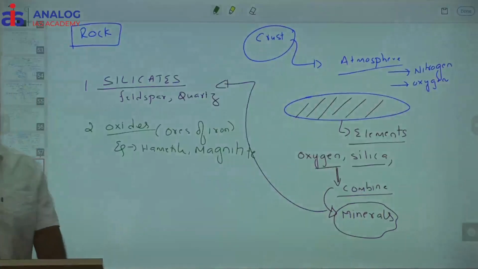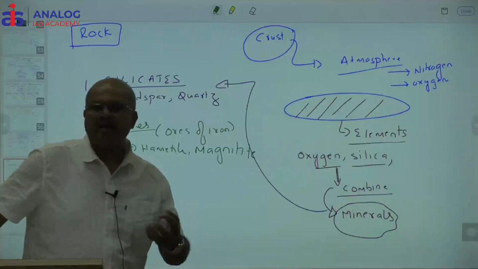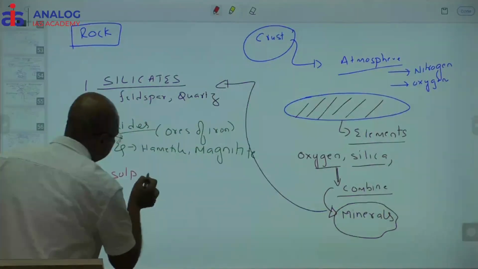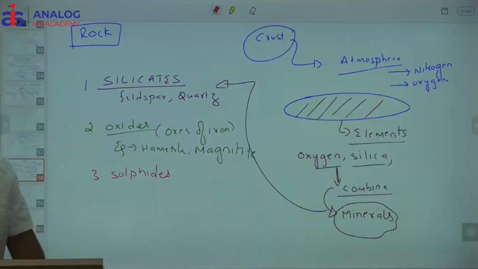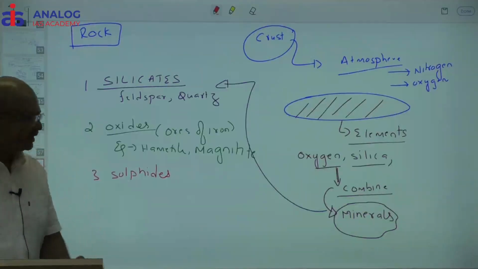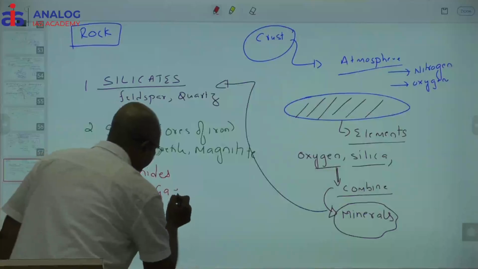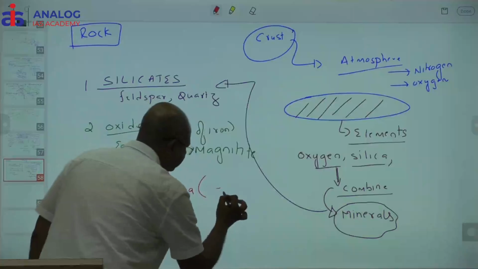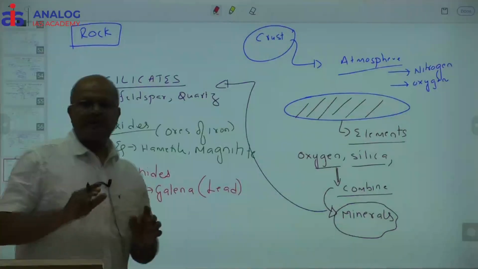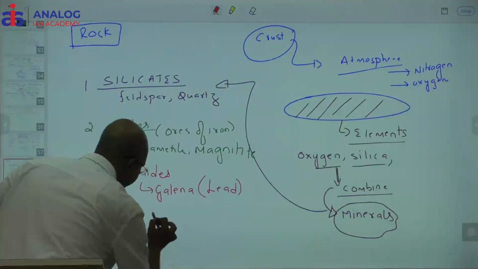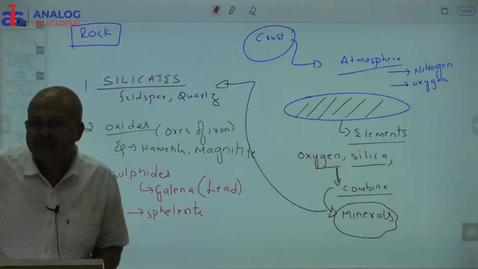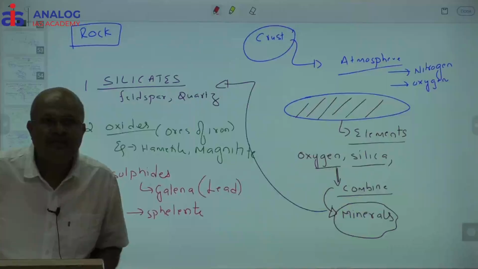Second group. In the same way, we also have a group called sulfides, which are dominantly seen in the earth crust and which are also ores. An example of sulfide is galena. Galena is an ore of lead. Lead is extracted from galena. Apart from that, we also have sphalerite. Which metal is extracted from sphalerite? Sphalerite is an ore of zinc.